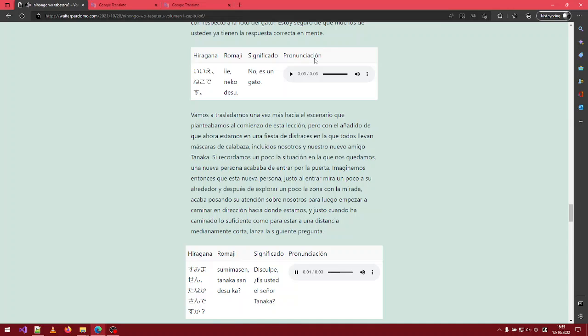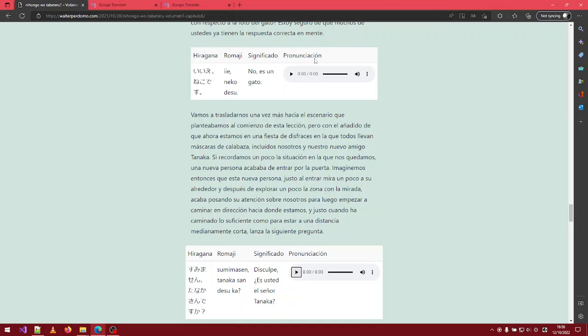すみません、田中さんですか? Sumimasen, Tanaka-san desu ka? Thanks to the context, we can translate that as, are you Tanaka? Of course, there's no "you" in the Japanese sentence, although there is an equivalent of you in Japanese.